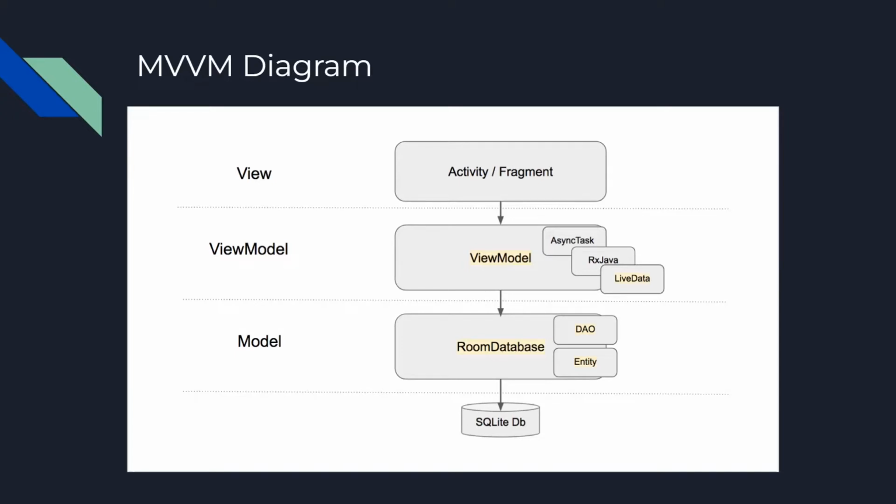And then we have the view model. It exposes those data streams which are relevant to the view. Moreover, it serves as a link between the model and the view. Then we have the model. This layer is responsible for the abstraction of the data sources. Here, model and view model work together to get and save the data.